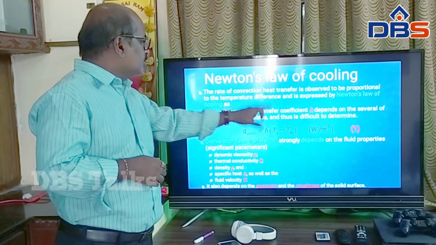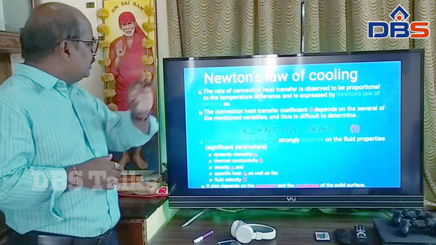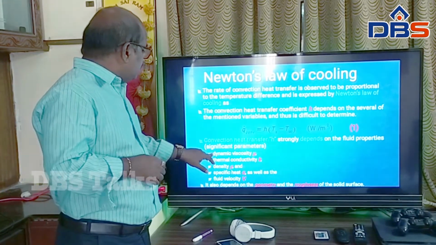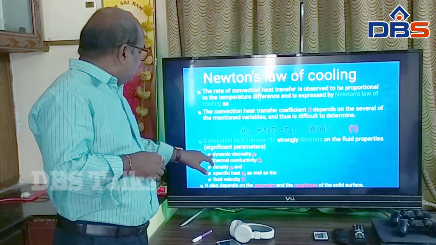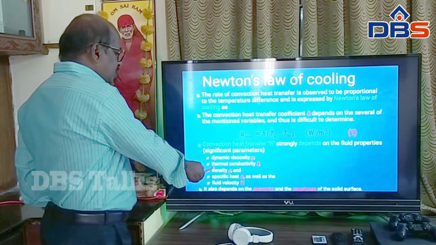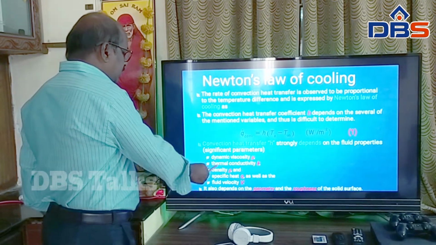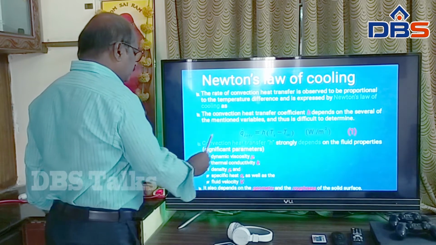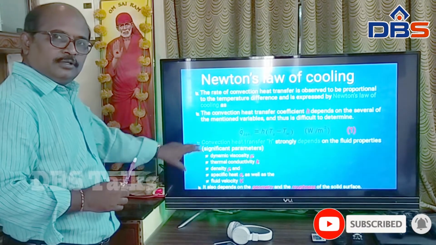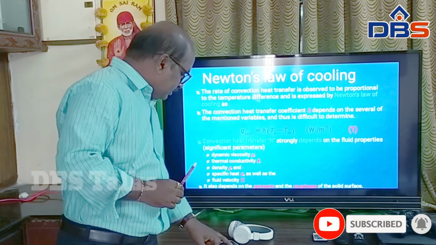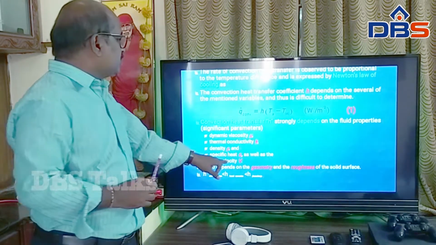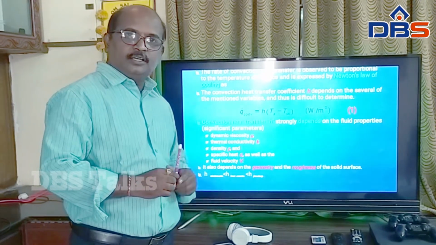This convective heat transfer coefficient depends upon many fluid properties. It depends upon dynamic viscosity, thermal conductivity, density of the fluid, specific heat of the fluid, and the fluid velocity. Not only these parameters, sometimes it also depends upon the geometry and roughness of the solid surface.